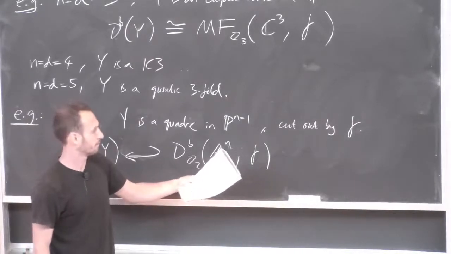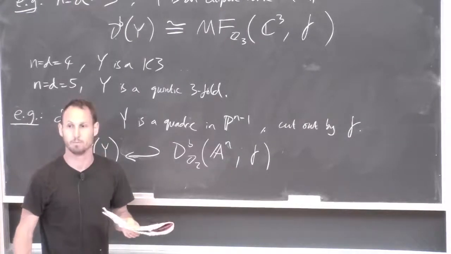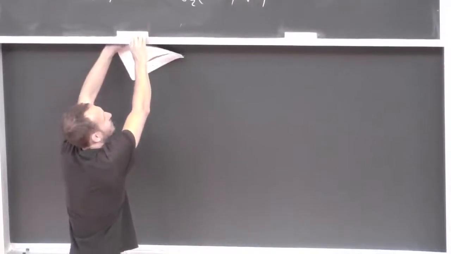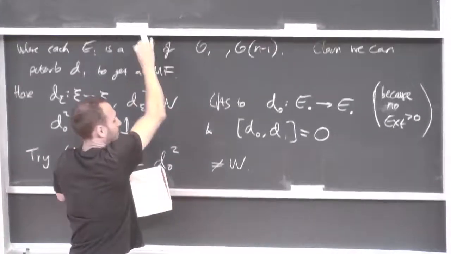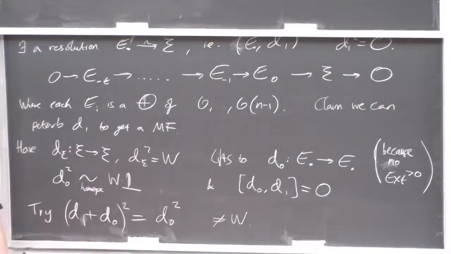Now, you've been hearing all about Knörrer periodicity, which is all about matrix factorizations of a quadratic form. And what it says is that there aren't very many of them. Basically, you should think that that's the derived category of a point. That category should be generated by a single exceptional object. Right? That's what Nick was proving this morning.